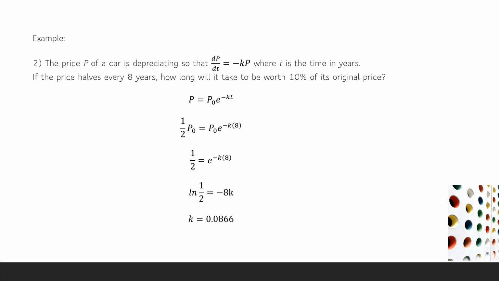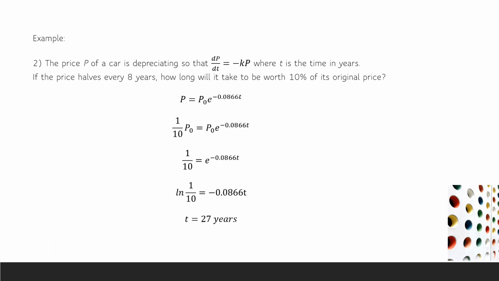Taking the log base e of both sides, putting that on your calculator, and dividing by the minus 8, you get k as a value of 0.0866. Now substituting that in, we want it to be 10%, so 1/10 of our original population. P0 over 10 equals P0 e to the minus 0.0866t. Dividing both sides by P0, taking the log of both sides and dividing by minus 0.0866, you get the price will be 10% in 27 years.